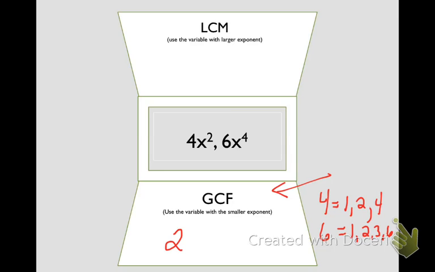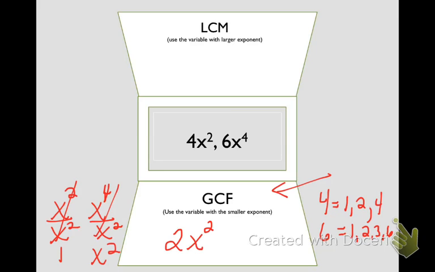It's 2. Now, the largest power of x that goes into both x squared and x to the fourth is the variable with the smaller exponent. So the x is in both places. It would be x squared. Now, why is this? This is because I've started with an x squared and x to the fourth. I can divide each of these by x squared and not get any remainder. X squared divided by x squared is 1. X to the fourth divided by x squared is x squared. So my GCF is 2x squared.